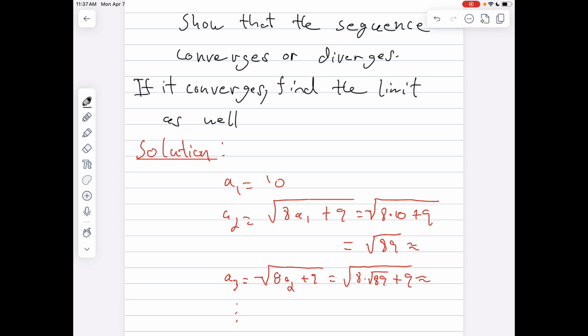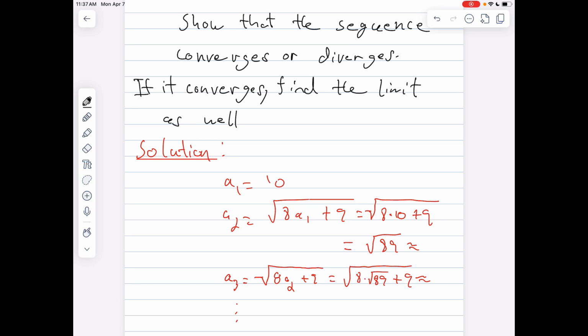So in this case, a sub 2 would equal the square root of 8 times a1 plus 9, which would equal the square root of 8 times 10 plus 9, or the square root of 89, and so on. If I wanted a sub 3, that would be the square root of 8 times a sub 2 plus 9, which would equal the square root of 8 times the square root of 89 plus 9. That's hard to figure out in terms of whether these values are getting closer to something.